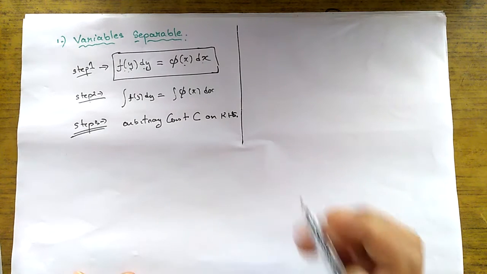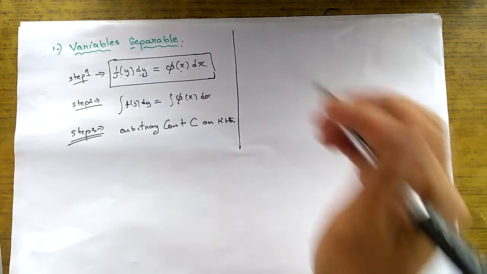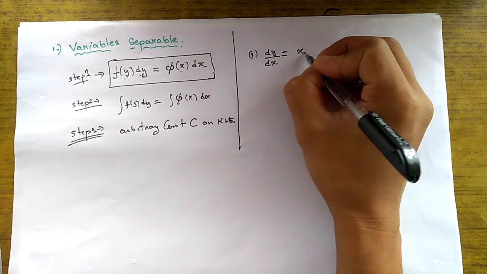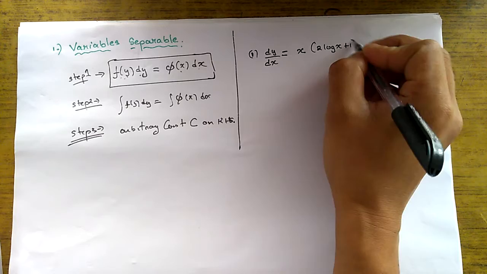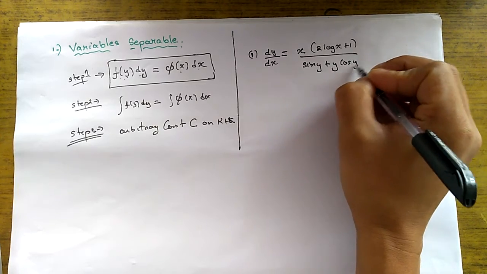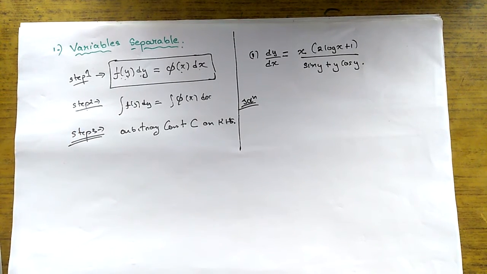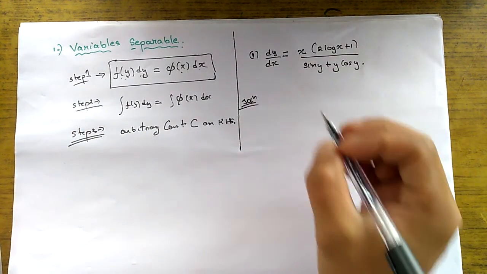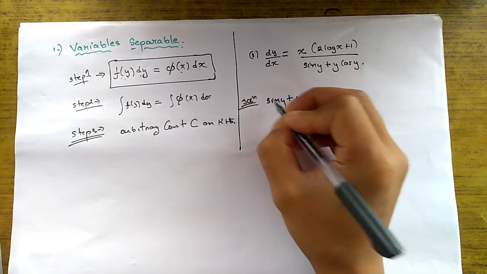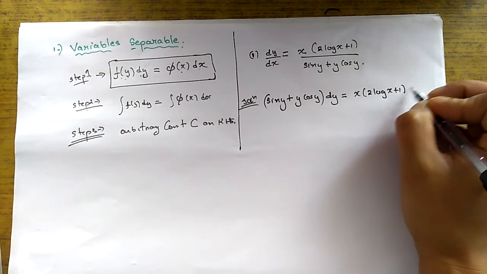So now let's try to solve one problem, a differential equation which we can solve by using the variable separable method. Let's take this example: dy by dx is equal to x(2 log of x plus 1), and here we have sine y plus y cos of y. Solution. In order to apply the variable separable method, we first need to separate the variables. So I can write this as (sine y plus y cos of y) d of y is equal to x(2 log of x plus 1) d of x.